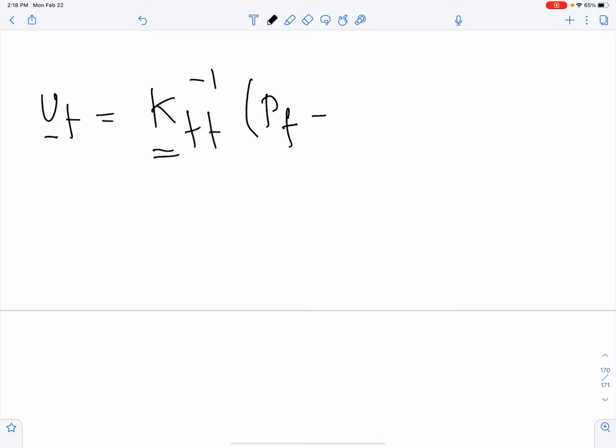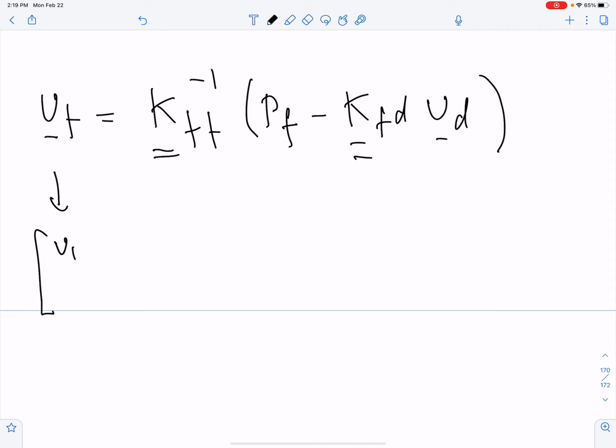So first, we solve for UF. Let me remind you. It's going to be KFF minus 1 times PF minus KFD UD. Very good. So UF was just U1, U2 equals 2.